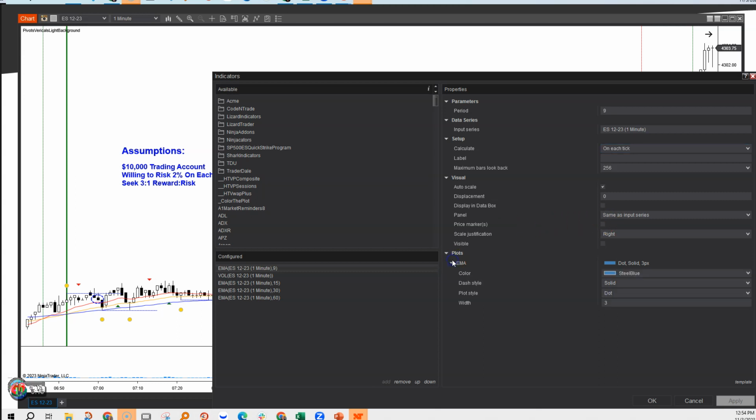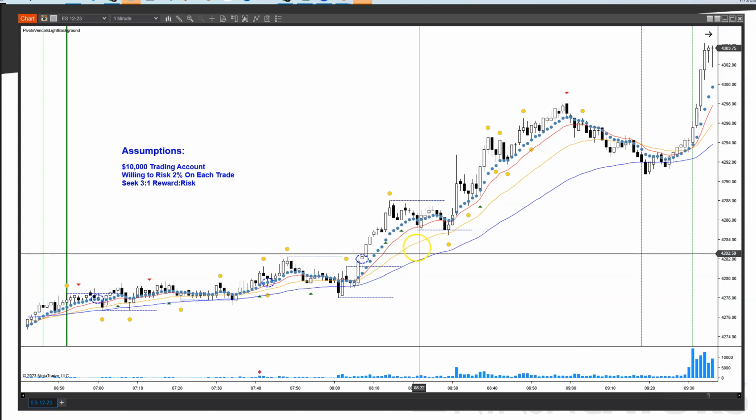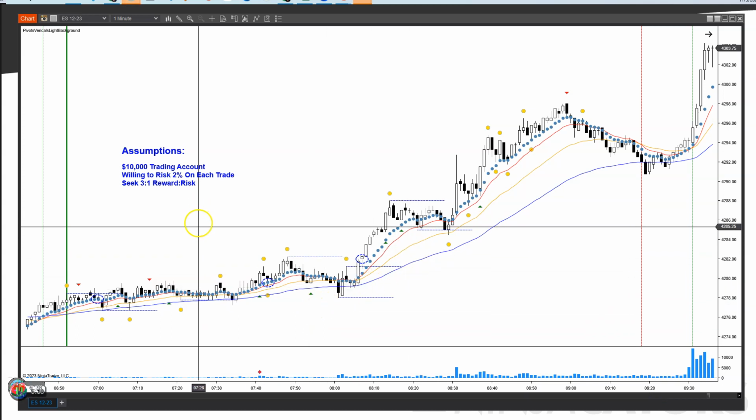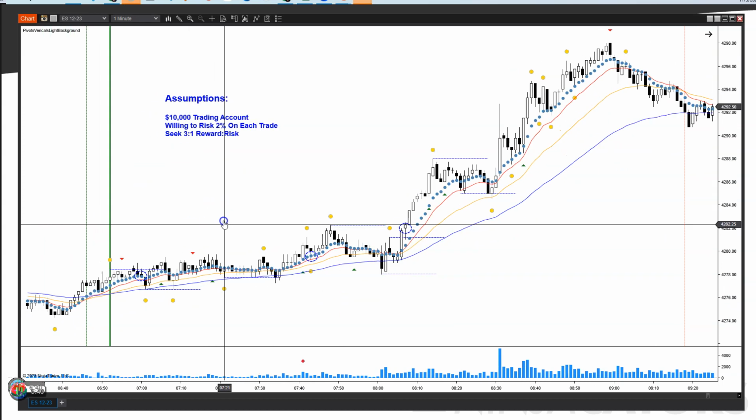Now, as far as the EMA, you want to go ahead and choose whatever color preference you want, and then dash style would be solid, plot style would be dot, and I'll make it a size of 3 tick width. So if I click OK, and also make sure I have the visible check, and hit OK, you can see we now have the trend dots on our chart. So let's see how we might use all these.